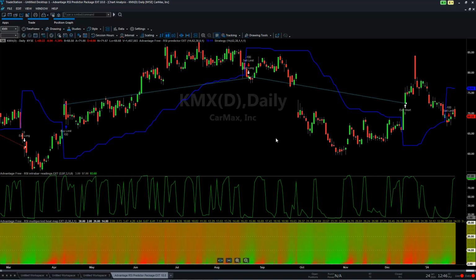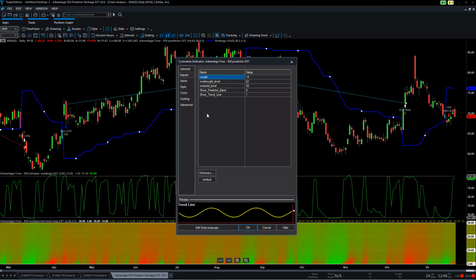On a chart that is presented in the radar screen, you see the RSI predictor that is showing a trend line only. The default values are 14, 62 for overbought level, and 38 for oversold level. We don't show RSI predictor. We use it as an indicator that gives us a trend, long or short. There's nothing in between.